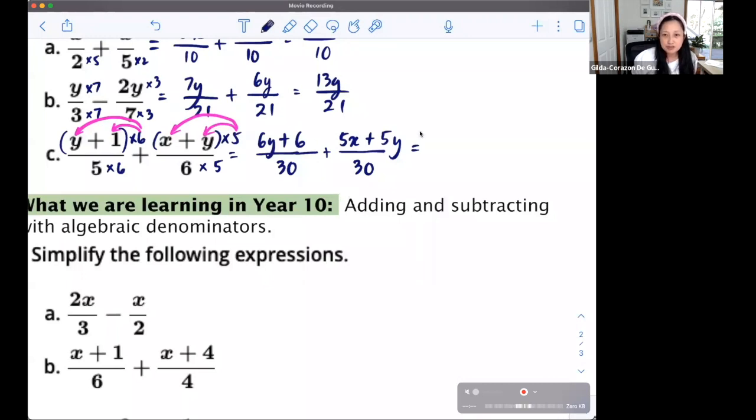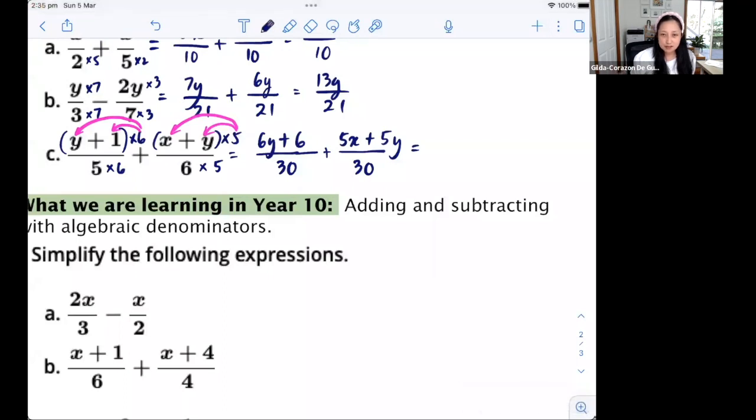But which one do you do first? Well, they say mathematicians are lazy, but they are very orderly. So if there is an order for you to write them down so they look nicer, then you might want to do the x term first, write down the y term, and then the constant. Okay, so let's do that. We've got 5x plus 11y plus 6 all over 30.